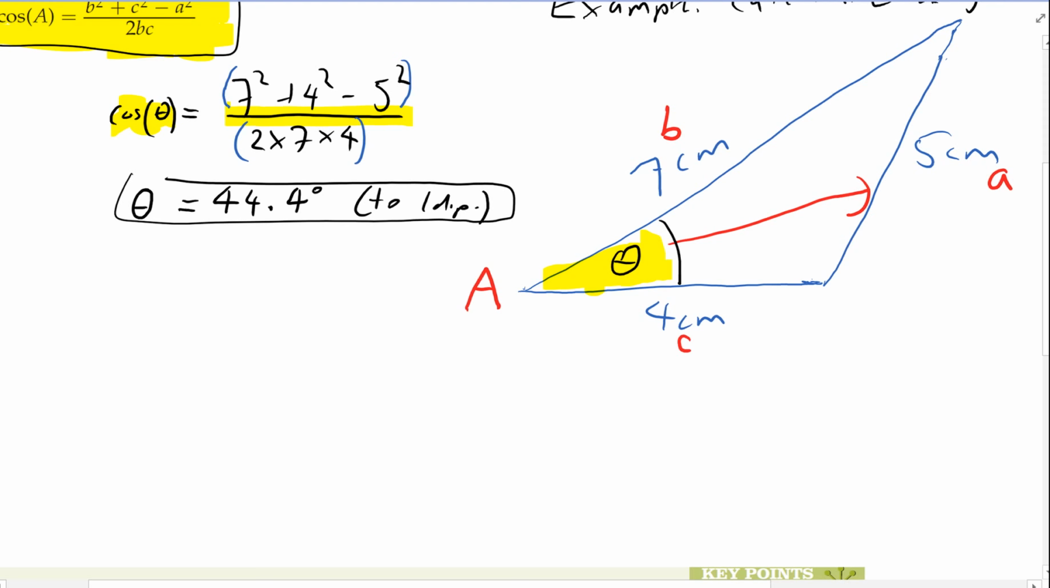It's worth practicing a few. Always check your answer's sensible, and if it's in degrees, it's easy to do. We can see, for example, here that about 44, 45 degrees looks about right.